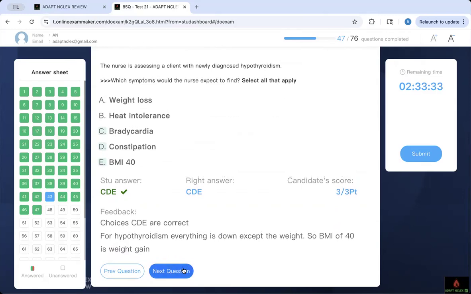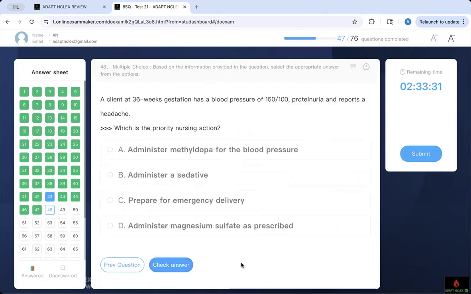You see the strategy? And then a client at 36 weeks gestation has a blood pressure of 150 over 100, proteinuria, and reports headache. What is the problem? Maternity, I see blood pressure. I'm pregnant. I have proteinuria and headache. This is preeclampsia. Which is the priority nurse action? Give them methyldopa for their blood pressure, give them sedative, prepare for emergency delivery, or give them magnesium sulfate. This is a test-taking strategy.